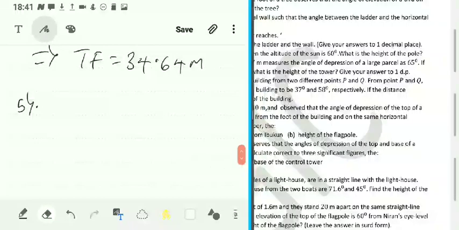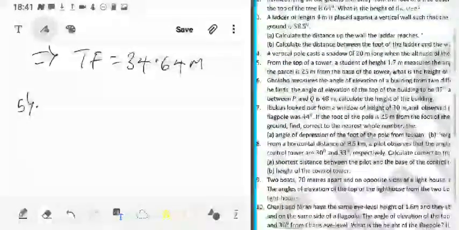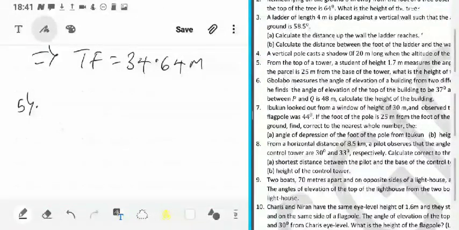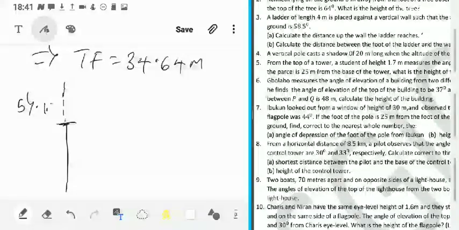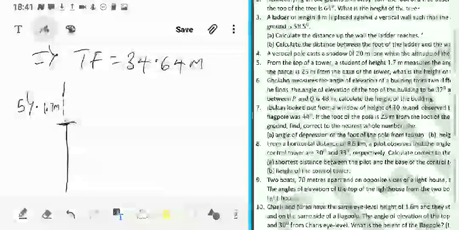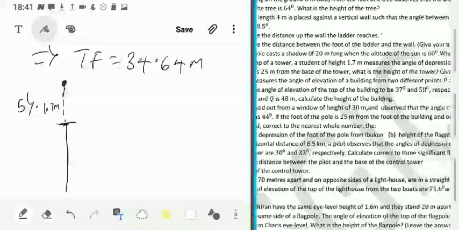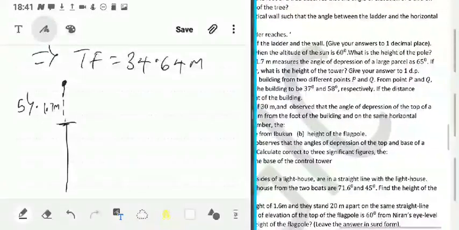Let's draw. From the top of a tower, a student of height... So let's say this is the tower. This is the top of the tower, and the student is standing. The height of the student is 1.7 meters. Okay? This is the student's head. The student measures the angle of depression of a large parcel at 65 degrees.